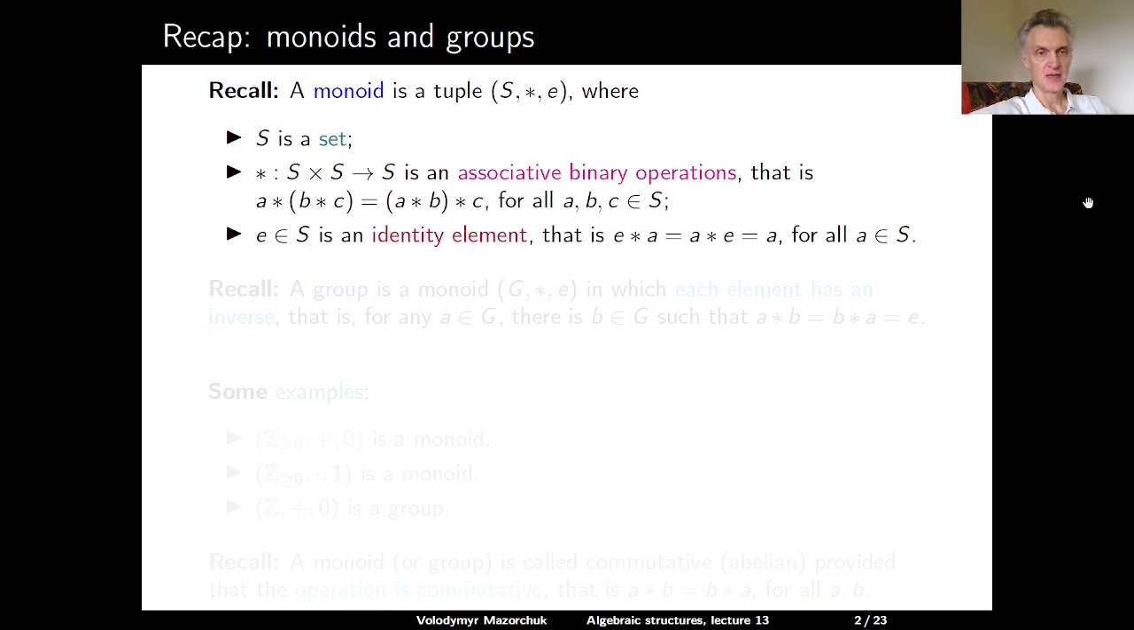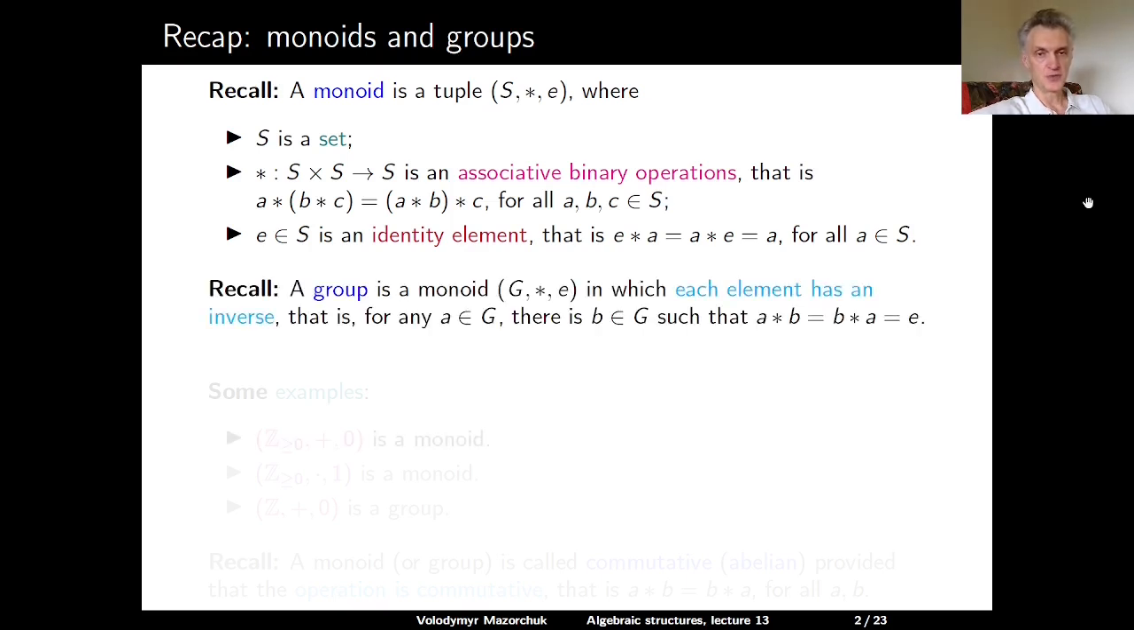S. Next, recall that a group is a monoid, G star E, in which each element has an inverse. That is, for any element A in G, there is B in G, such that A star B is equal to B star A and is equal to the identity element E. Here are some basic examples.